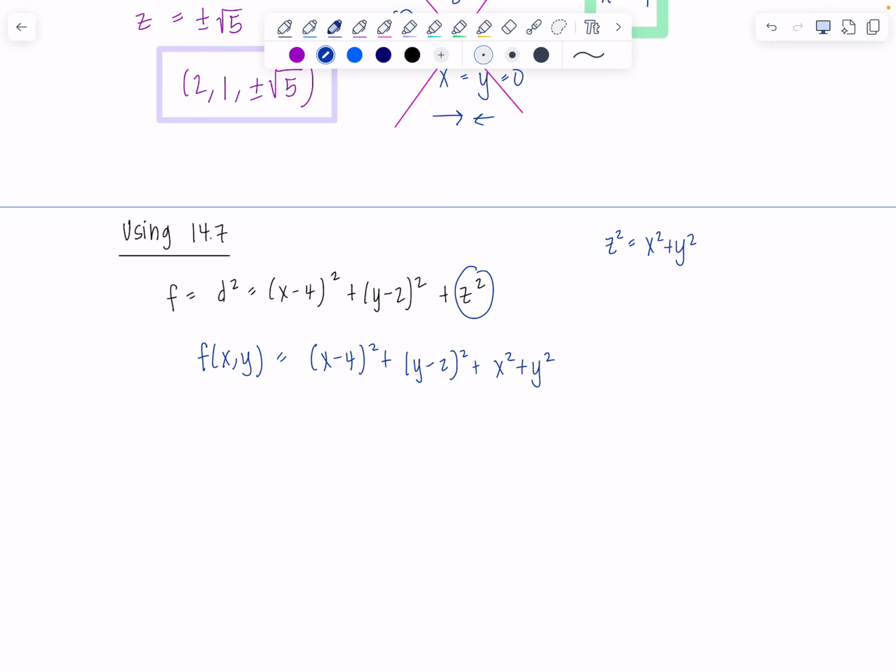Okay, so now we're going to get our critical values. Same way as before. Take your partial with respect to x, partial with respect to y, and we need them both to be 0 simultaneously. So partial with respect to x is going to be?